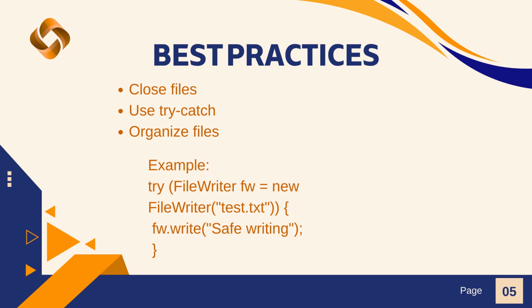In this example, a try with resources statement is used. This feature automatically closes the file writer when the block finishes executing. Using try with resources is considered one of the safest and most efficient ways to work with files in Java.